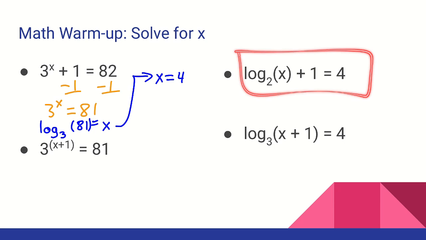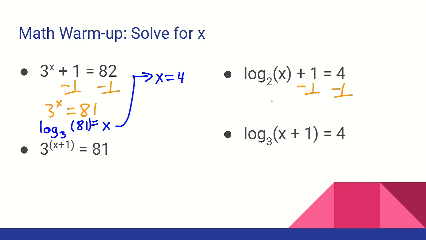On the next one here, similarly, we need to subtract 1 from both sides. We get log base 2 of x is equal to 3. And now we're going to rewrite this in exponential form so that it is 2 to the 3rd power equals x. And 2 times 2 is 4 times 2 is 8. So this is 8 is equal to x.